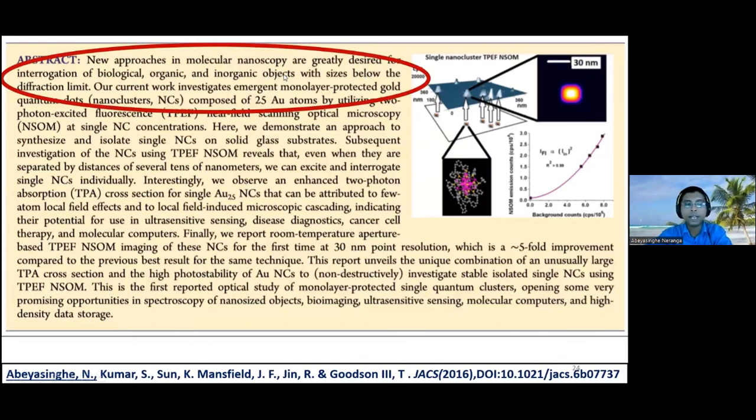Just to give you an example, here in the first portion, you can see: new approaches in molecular nanoscopy are greatly desired for interrogation of biological, organic, inorganic objects with sizes below the diffraction limit. This is basically defining the problem for a broader audience than the ones that are reading. And then we go into more details. This is the particular technique, ENSOM, near field microscopy, that was used to investigate these Au25 gold atom clusters. And then those cross sections and how it was done, basically how the nanoclusters were isolated on a substrate and how they were investigated using two-photon absorption. Those are all details, the worm's view, right?